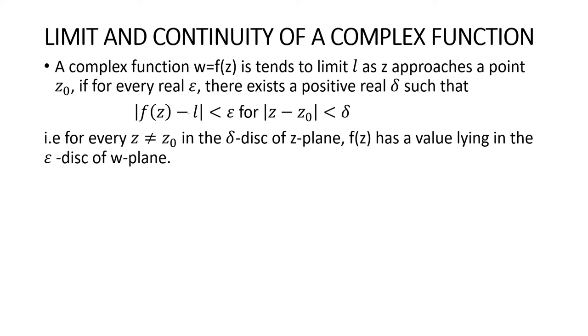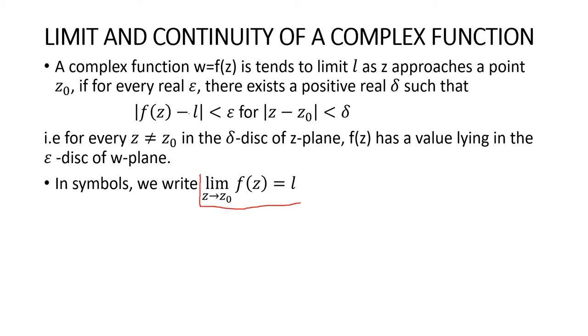That is, for every z not equal to z naught in the delta disk of the z plane, f of z has a value lying in the epsilon disk of the w plane. In symbols, we write limit z tends to z naught f of z is equal to L.